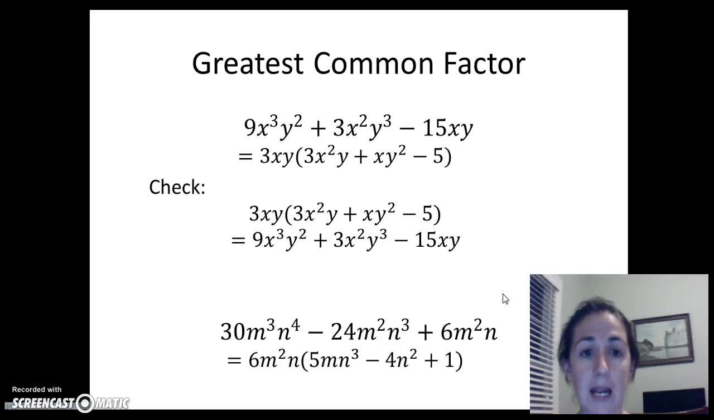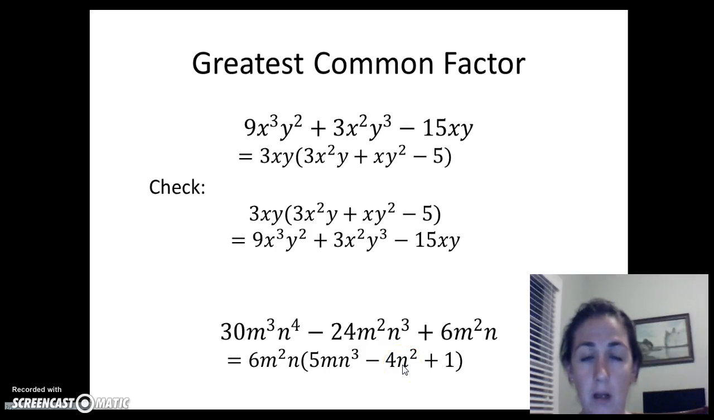So remember, we're dividing. 30 divided by 6 is 5. M cubed divided by m squared is m. N to the 4th divided by n would be n cubed. Negative 24 divided by 6 would be negative 4. M squared over m squared cancels. N cubed over n leaves us with n squared.